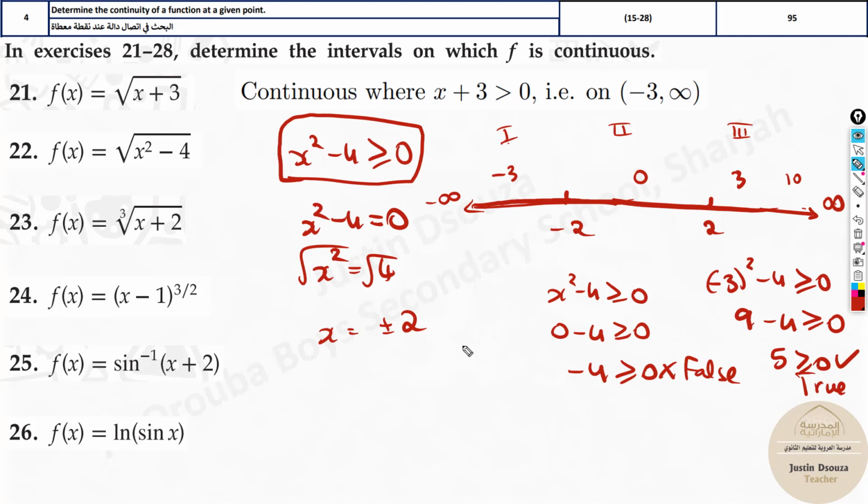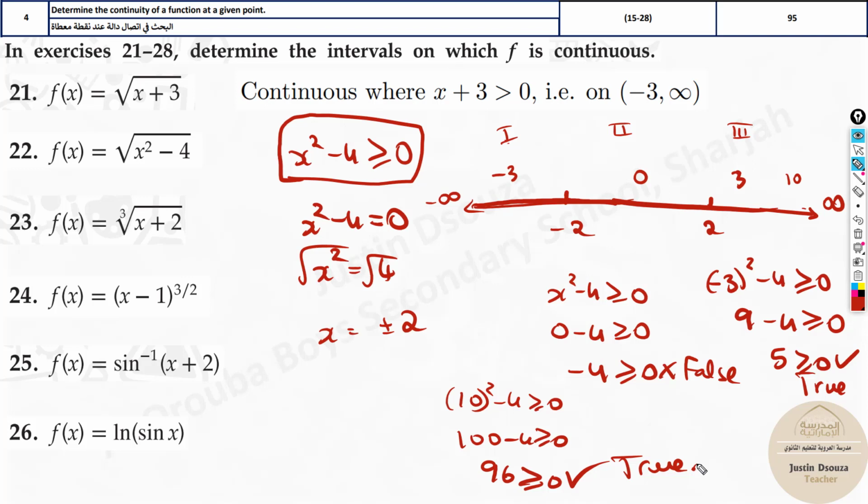Now, the last one over here, let me just take 10, the whole square minus 4, must be greater than or equal to 0. 100 minus 4 must be greater than or equal to 0. Yes, 96 is greater than or equal to 0. True. Now, why do we do this is to find the intervals, or the domain intervals.